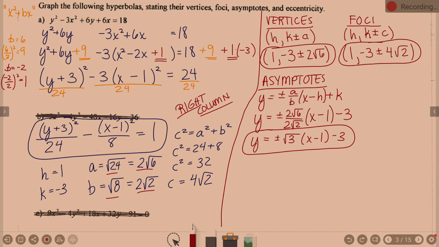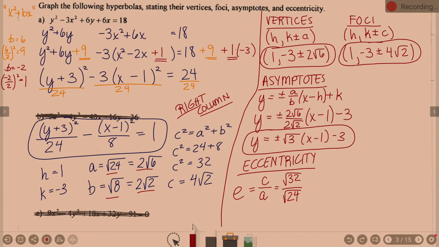And one last piece. Okay, eccentricity, what's that formula? Let's see. C equals C over A. Okay. C over A. I was just debating, do I want to do 4 square root of 2 over 2 square root of 6, or what I think I might do, just for the beginning, it's going to just take me a little quicker. So square root of 32 over square root of 24.